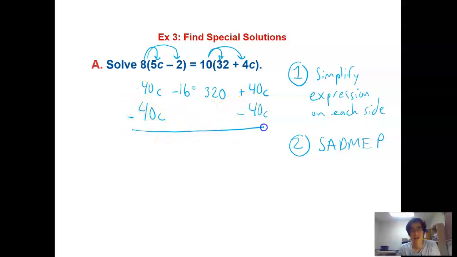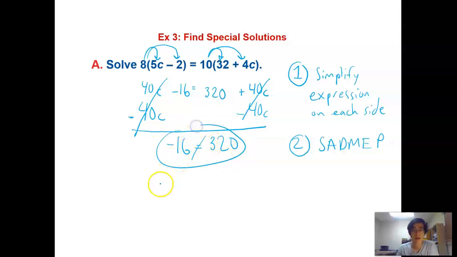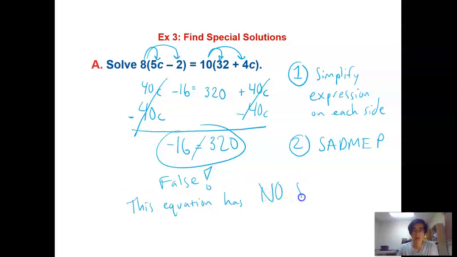But this is interesting, look at this. Okay, 40c minus 40c cancels out on one side and also the other side. What? So, look, I get negative 16 equals 32. Is that true? Okay. No, it is false. Okay, this is a false statement. Alright? So that means, this equation, no matter what variable you will plug into C here, the values are never going to equal each other. So that means this equation, you would say, has no solution.